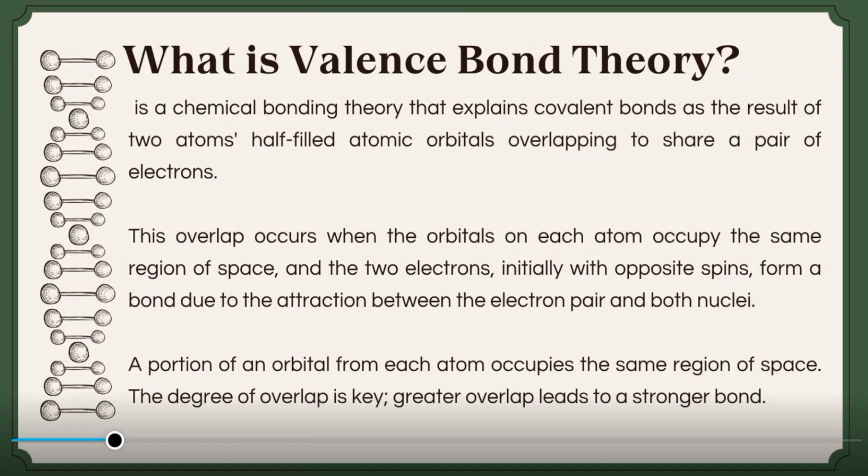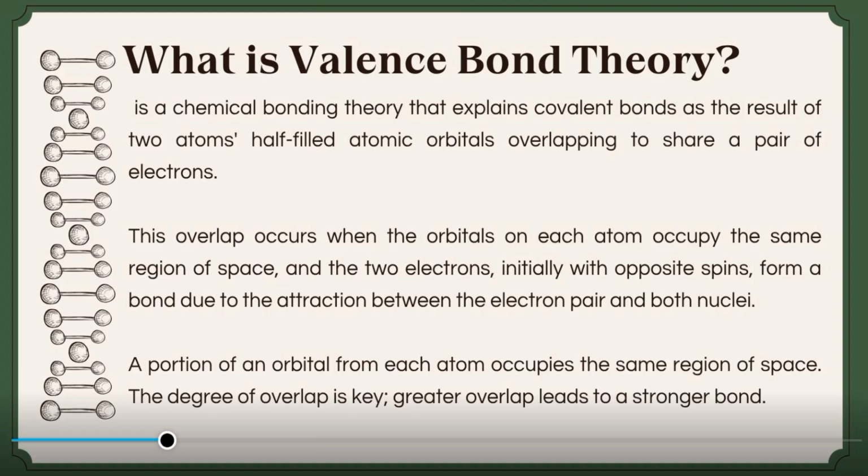So let's start with a big question. What exactly is valence bond theory? Imagine two lonely atoms floating in space, each one holding a half-filled orbital, like two hands reaching out for a handshake. When these orbitals overlap, they share electrons, and voila! A covalent bond is formed.